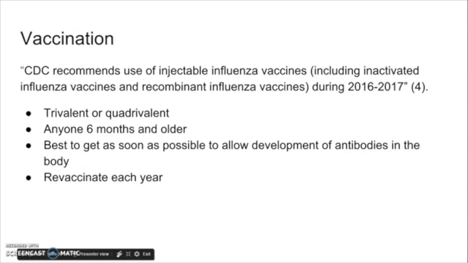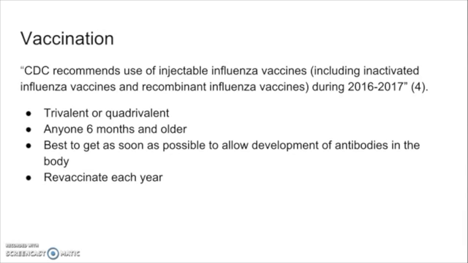So the CDC recommends the use of injectable influenza vaccines. Those include the inactivated influenza vaccines and the recombinant influenza vaccines during the year 2016 to 2017. The inactivated influenza vaccines contain a little bit of the influenza virus that has been killed or inactivated, so that it still has the antigens but won't make us sick, but will still allow us to create an immune response to the virus. The recombinant influenza vaccines take a DNA coding for the antigen in the virus and insert it into the vaccines. Both of these ways allow us to create an immune response without exposing us to a live virus, which could potentially cause an infection.